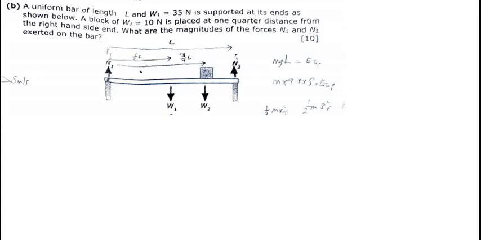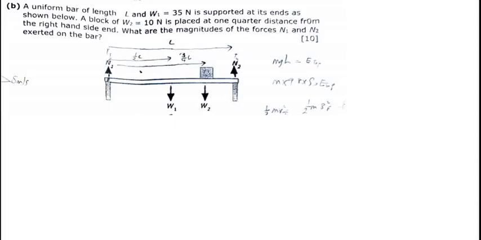A block of W2, which is equal to 10 Newton, is placed at 1/4 distance from the right hand side end. What are the magnitude of the force N1 and N2 exerted on the bar?